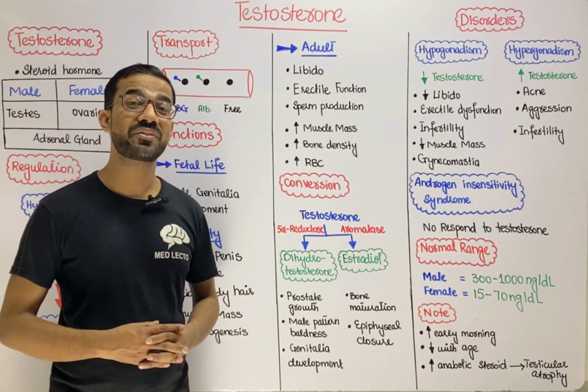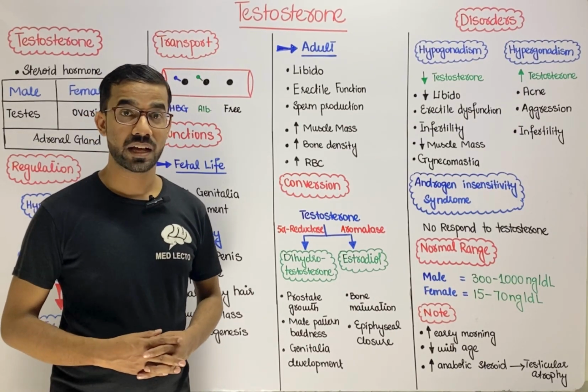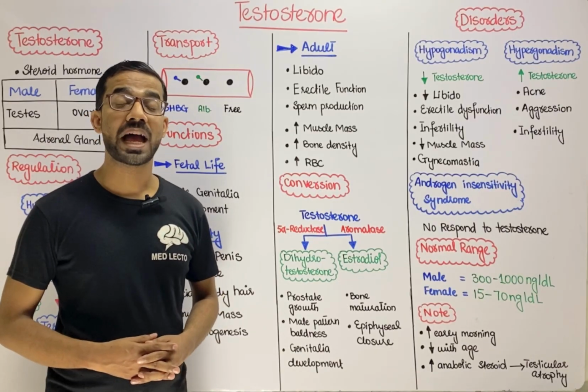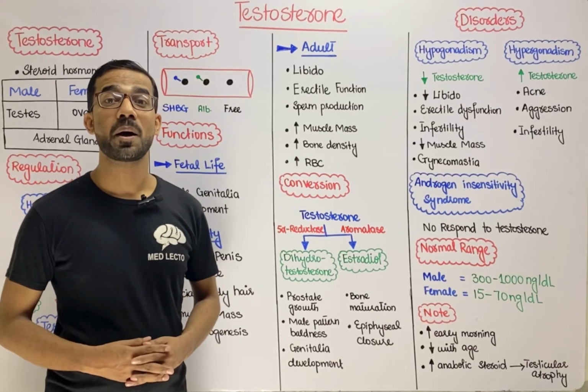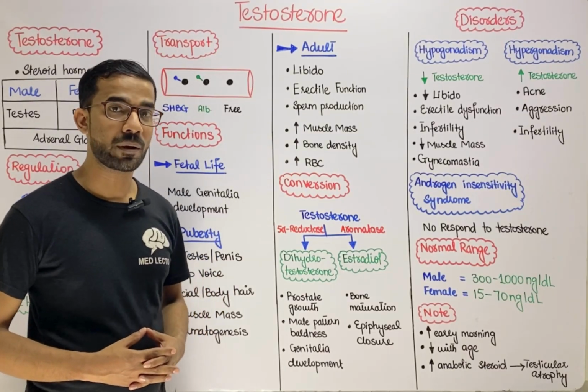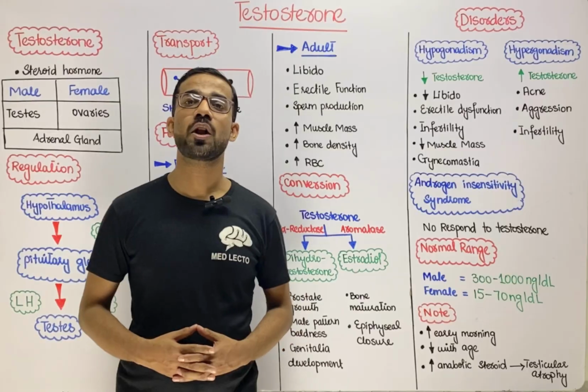So there are different cases seen in the bodybuilders who use the anabolic steroids to get their muscles to a big size. So that is another important problem seen in that case. So this is all about the testosterone.